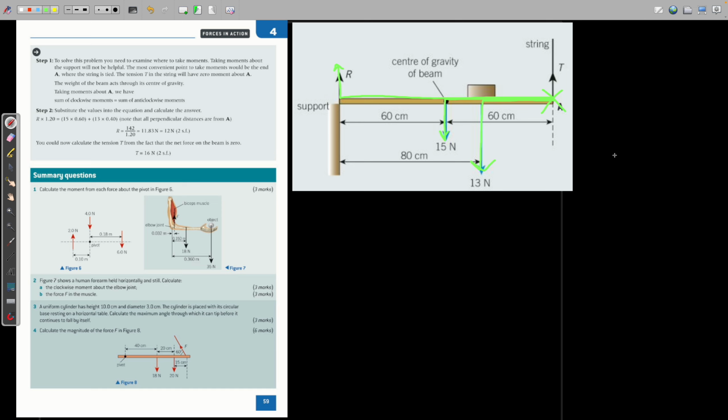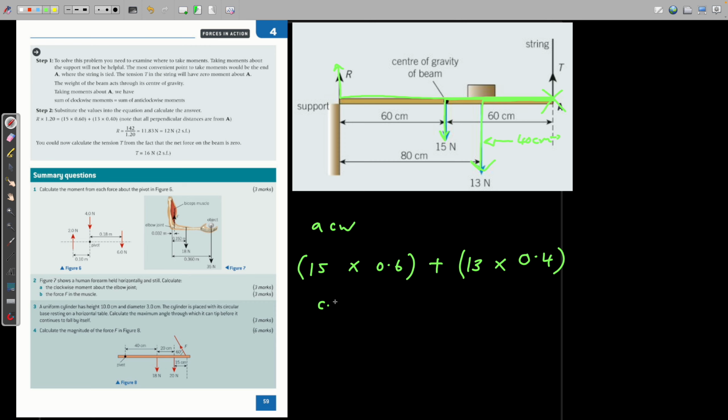So you can write an equation. With the anticlockwise, you have got 15 newtons times 0.6, just turning it into meters. Plus 13 newtons times, well, the distance away from the pivot here, it's not 60. The distance for the whole beam is 120 centimeters, so minus the 80 gives you this distance here, which would be 40 centimeters. So this would be times 0.4. So that's the anticlockwise moments due to these two forces.